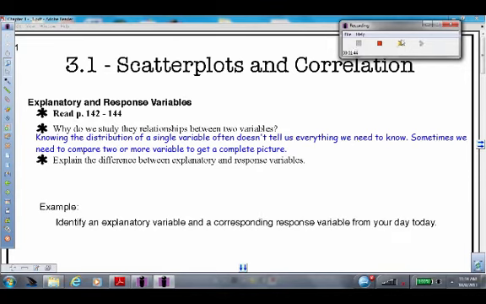So why do we study the relationship between two variables? Knowing the distribution of a single variable often doesn't tell us everything we need to know. Sometimes we need to compare two or more variables to get a complete picture. Most statistical studies examine data on more than one variable. Fortunately, analysis of several-variable data builds on the tools we use to examine individual variables. The principles that guide our work also remain the same.